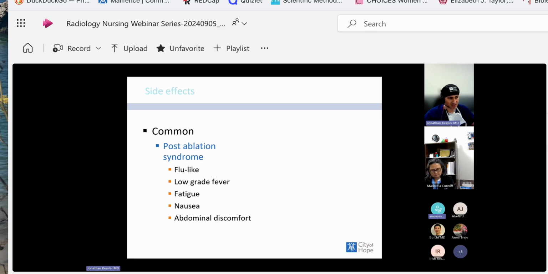The key for us is always being able to differentiate, because infection is a risk of these procedures as well. So again, a day or two afterwards, patients feeling fatigued, discomfort, low-grade fevers, this can all be very normal after an ablation as well. And it's really our job to figure out, is this the normal response, or is something else going on?